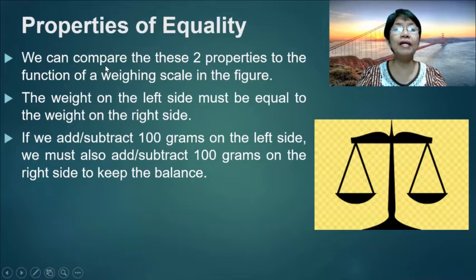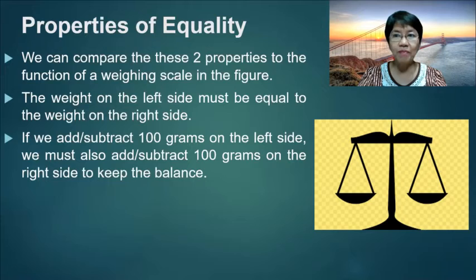So we can compare these two properties to the function of a weighing scale in the figure. The weight on the left side must be equal to the weight on the right side. If we add or subtract 100 grams on the left side, we must also add or subtract 100 grams on the right side to keep the balance.